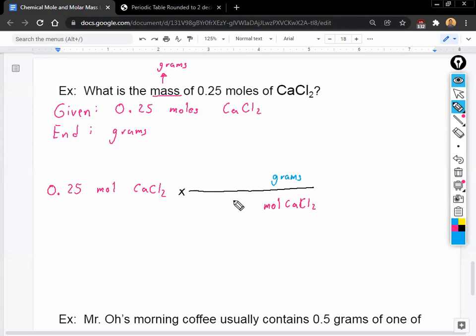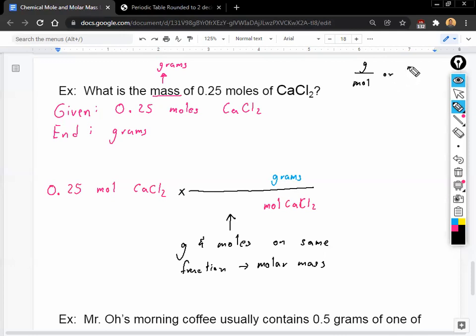Now, we need numbers for this fraction. So here's one thing I want you guys to memorize or jot down somewhere. If you ever see grams and moles on the same fraction, the numbers will come from the molar mass. So yeah, you're going to use the periodic table, exactly. It doesn't matter if it's grams on top and moles on bottom, or moles on top and grams on bottom. If you see grams and moles on the same fraction, you're going to get the numbers from the molar mass.